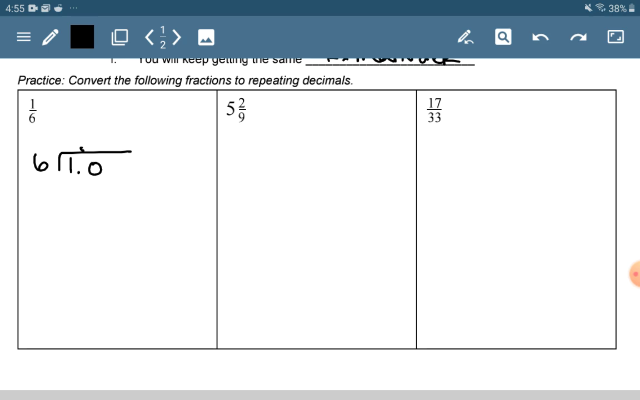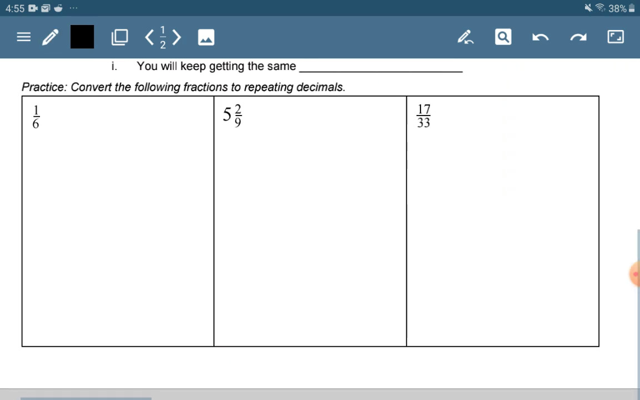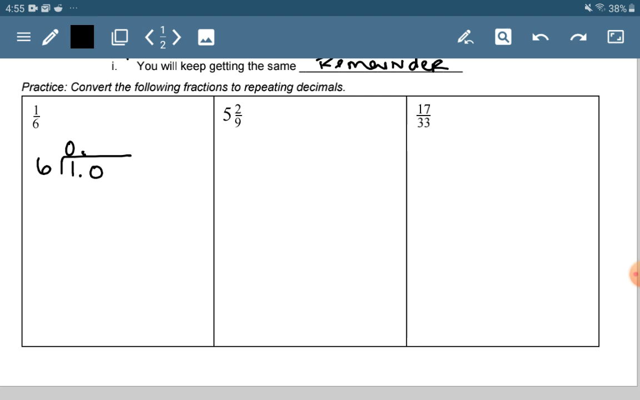6 cannot go into 1, so I could say it goes in 0 times. But 6 can go into 10. It goes in once, so I'm going to put a 1 on top of that 0. 6 times 1 is 6, so when I subtract, I get 4 left over. Since I have a remainder still, I'm going to add a 0 and keep going.